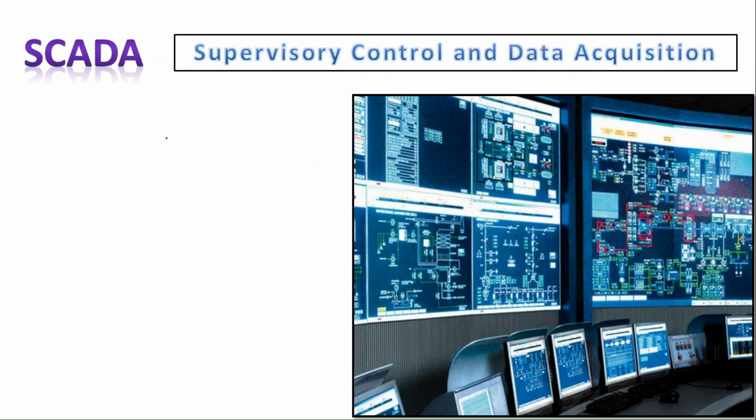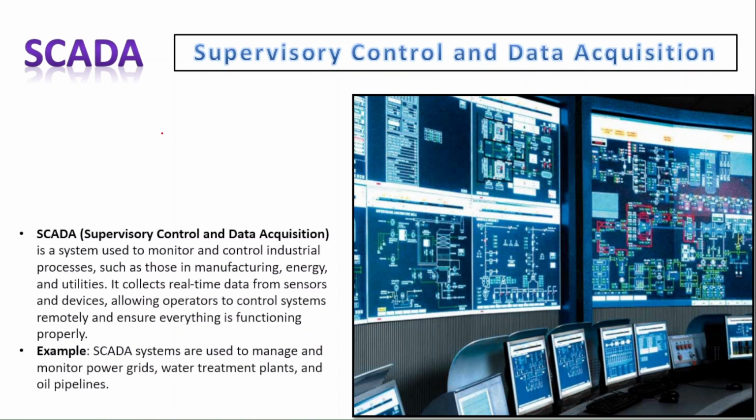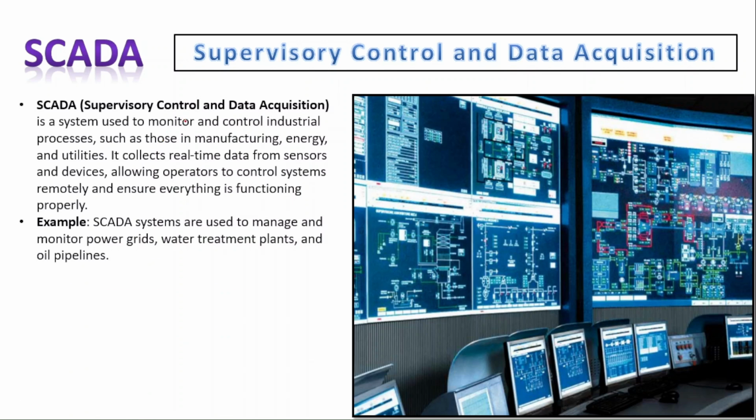SCADA, that is Supervisory Control and Data Acquisition. So SCADA is a system used to monitor and control industrial processes such as those in manufacturing, energy, and utilities. It collects real-time data from sensors and devices, allowing operators to control systems remotely and ensure everything is functioning properly. Example, SCADA systems are used to manage and monitor power grids, water treatment plants, and oil pipelines.